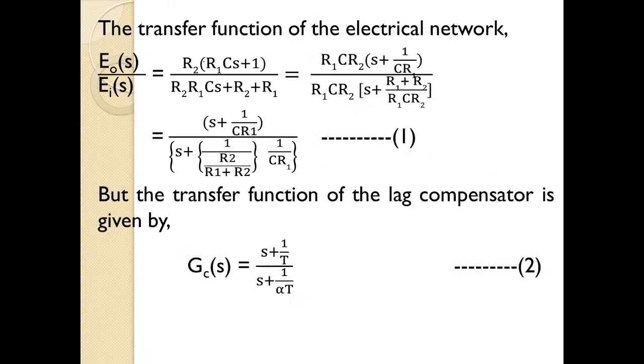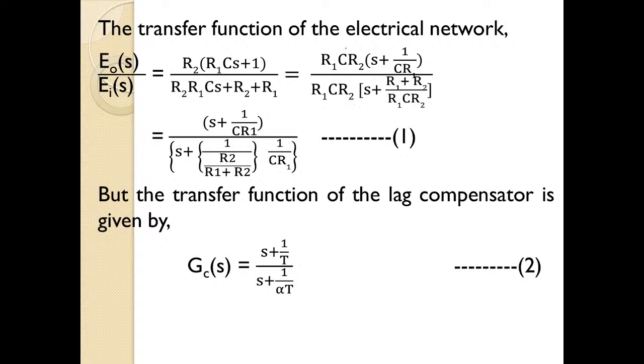Further, I can simplify. E naught of S by Ei of S is equal to R2 into R1 CS plus 1 by R2 R1 CS plus R2 plus R1. In the numerator I have taken R1 C R2 common, therefore R1 C R2 into S plus 1 by CR1. In the denominator, I have taken R1 C R2 common, so I have R1 C R2 into S plus R1 plus R2 by R1 C R2.